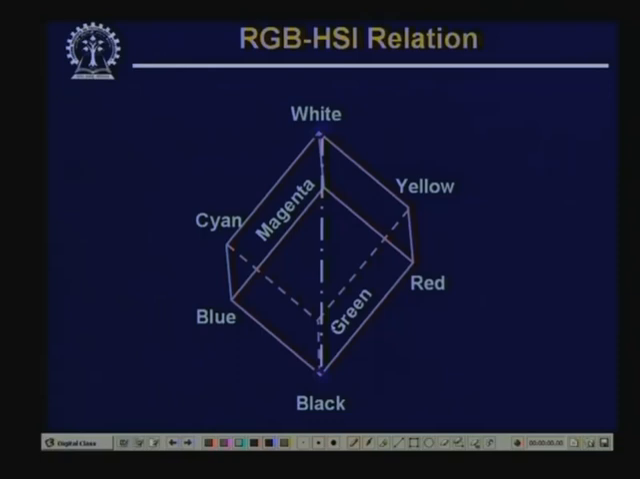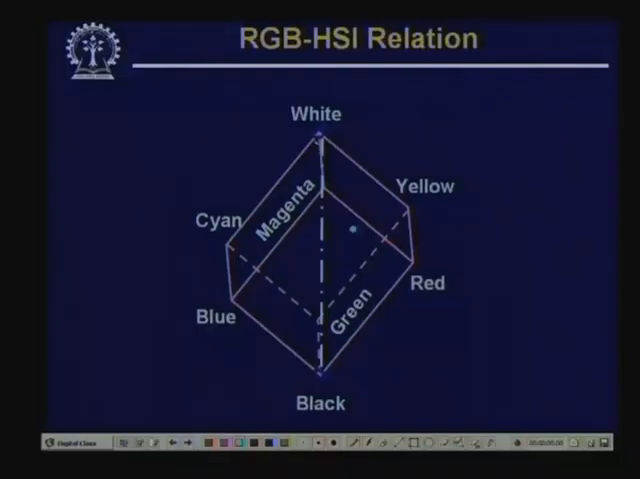Now, once we reorient this RGB cube like this, suppose we have a color point specified within this RGB cube. I have this color point specified in the RGB space. Our aim is to convert this RGB specification into HSI specification.